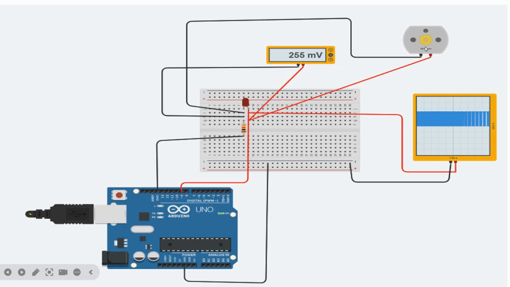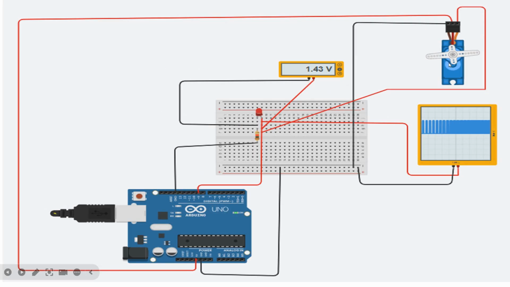Now here I have connected a DC motor. Here it will change the speed. We can observe the change in the speed of the DC motor as the duty cycle changes. You can also connect a servo motor here, and you can observe the changes.